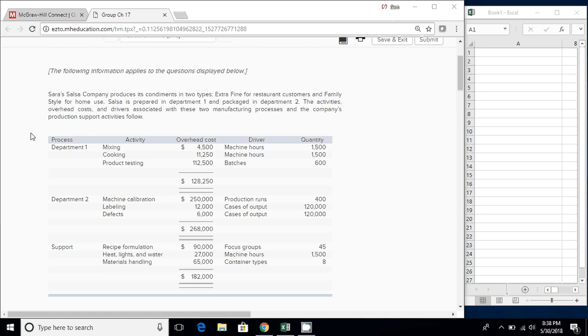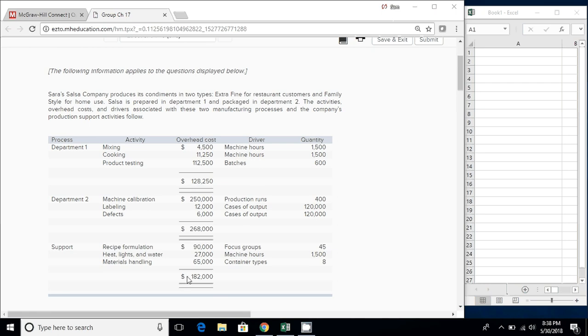Here we're talking about Sarah Salsa. It produces condiments in two types, has extra fine salsa for restaurant customers, and then family style salsa for home use. Salsa is prepared in Department 1 and then packaged in Department 2. The activities, overhead costs, and drivers associated with the two manufacturing processes, the company's production, are right through here. So here's where they're talking about having two departments, and then they also have some support. But they're telling us what activities are happening in the factory as well, and what activity bases they have.